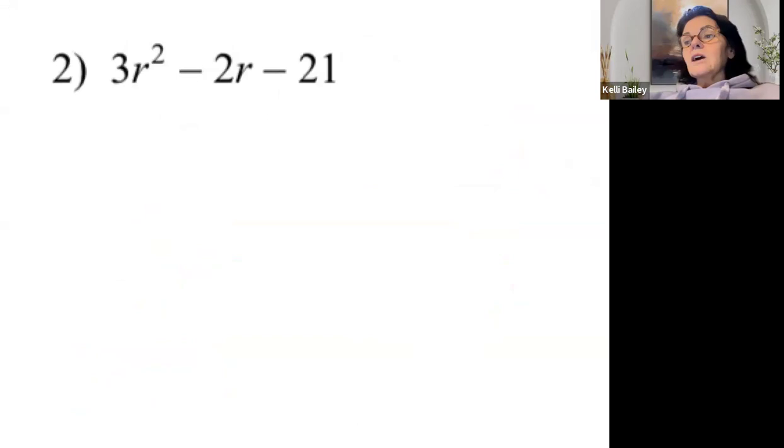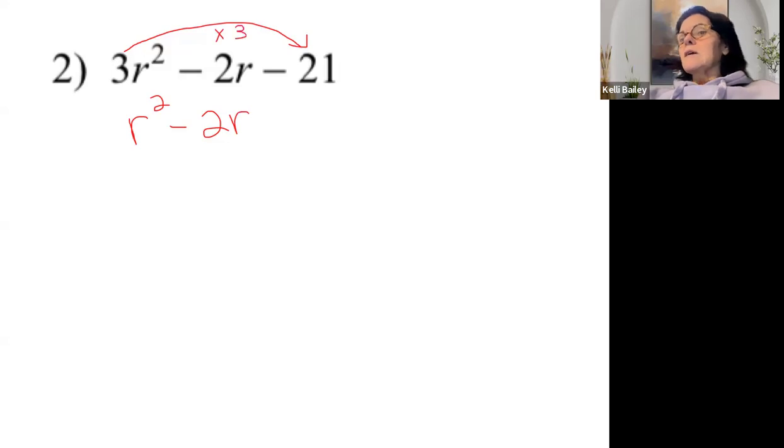So 3 doesn't go into 2 or 20. Well, it goes into 21, but it doesn't go into 2. So it's a lost cause. Can't do it. So I have to use over under. So I'm going to go over here. I'm going to write my r squared by itself because that's what I wanted. But I'm going to cheat and multiply by 3. I'm going to take it over to the 21. I copy my minus sign. 3 times 21 is 63. Okay, done.